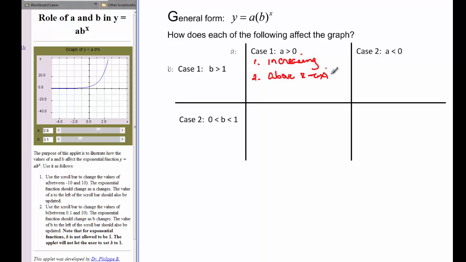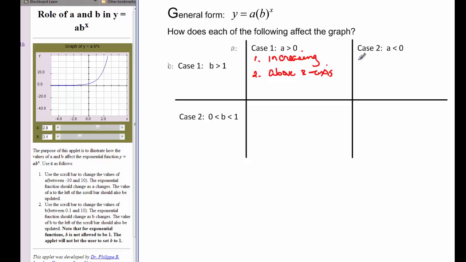So what happens if A is less than 0, but we're still looking at B greater than 1? So let's make those A's less than 0. And now you can see that our graph is again moving up and down the y-axis, but now it looks like it's going to be decreasing. So it's a decreasing graph. If B is greater than 1 and A is less than 0, we'll have a decreasing graph, and it's going to be below the x-axis. And that's because of the A being less than 0.